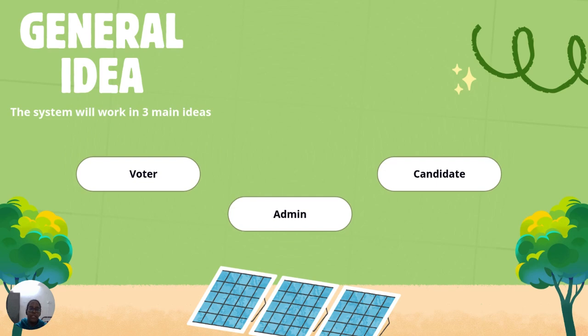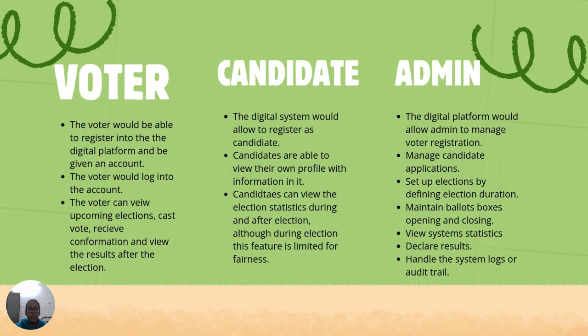It will work in three main roles: the voter, admin, and candidate. The voter would be able to register to the digital platform and be given an account. The voter would log into the account. The voter can view the upcoming election, cast a vote, receive confirmation, and view results after the election. The digital system would also allow users to register as a candidate. Candidates are able to view their own profile with confirmation. Candidates can view the election statistics during and after the election, although during the election, this feature is limited for fairness.